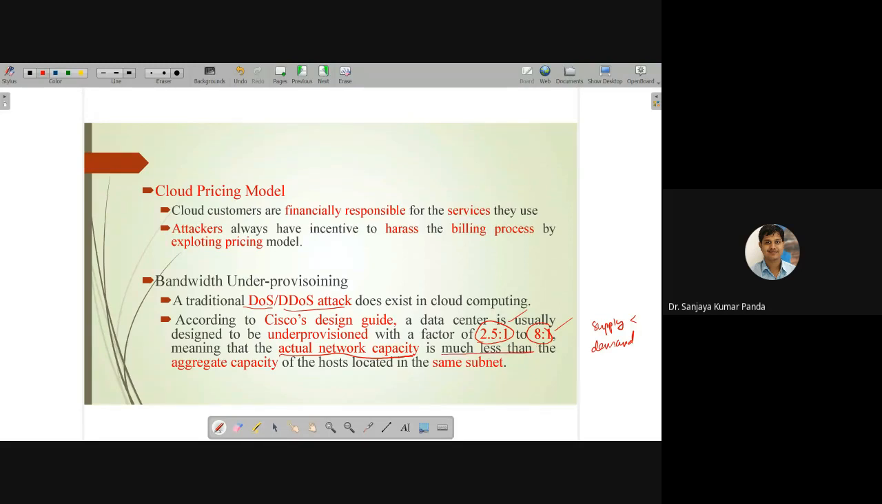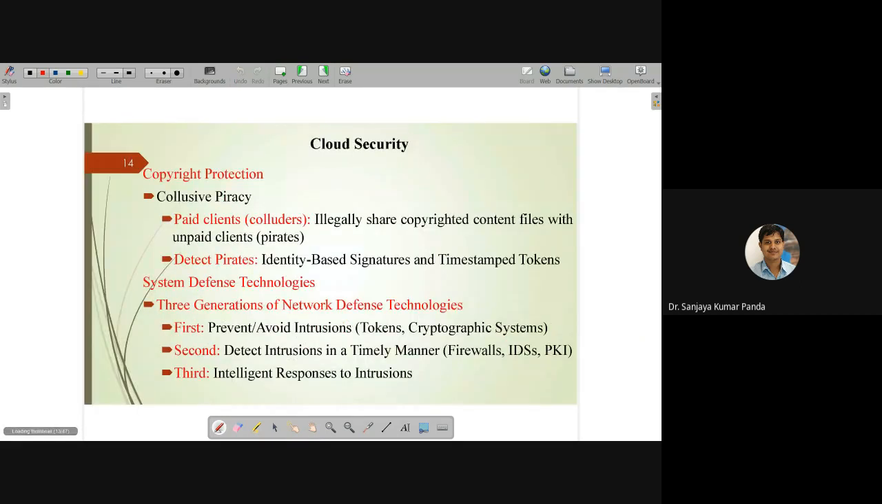Okay, so that may cause your bandwidth under provisioning. There is another issue in the cloud that is called copyright protection. Copyright is intended for a particular person, but that person has intentionally shared the copyright with others. Like somebody has purchased Windows, let's say 11, right? And we are taking the same copy to install in our system. So that also leads to copyright protection issues.